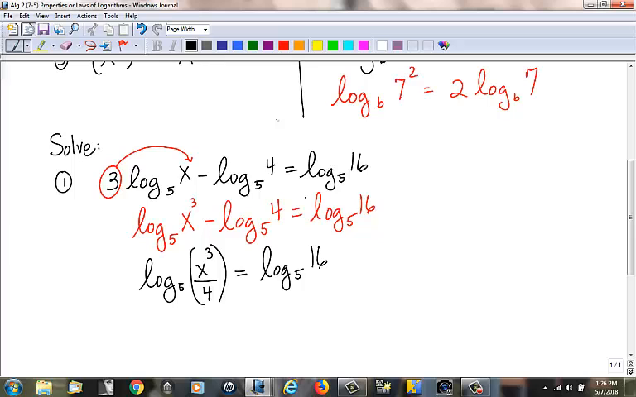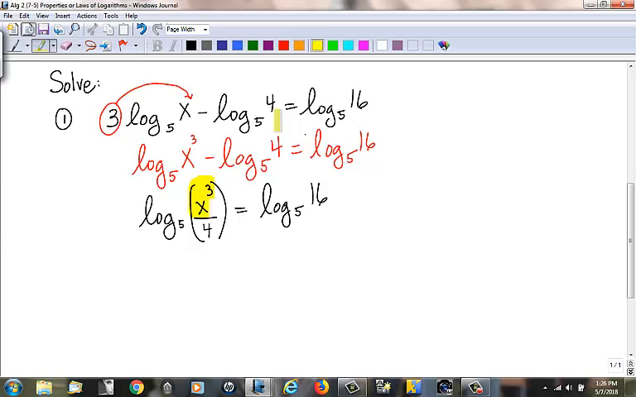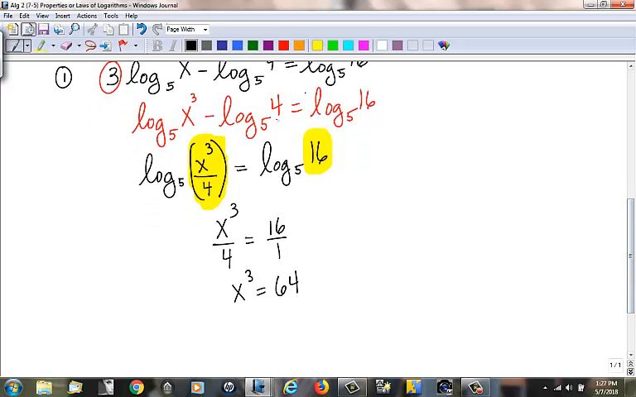Okay, the bases are the same on both sides, therefore this x cubed over 4 has to equal 16, so set them equal. And that's like 16 over 1, you can cross multiply. So you'd have x cubed equals 16 times 4 is 64. Take the cube root of both sides to get x equals 4. And remember, you should check them back in the original, okay, but 4 does work. Any questions on that one?